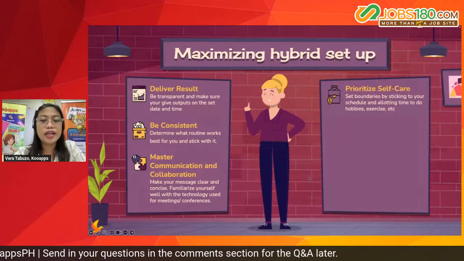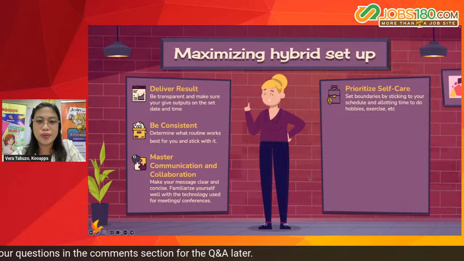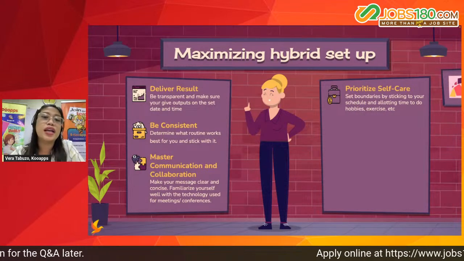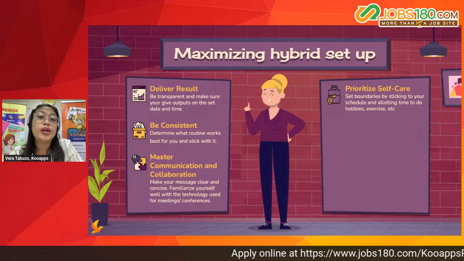Next one is prioritize self care. So you have to set boundaries by sticking to your schedule and allotting time to do hobbies, exercises, and other things so you don't get burned out right away.